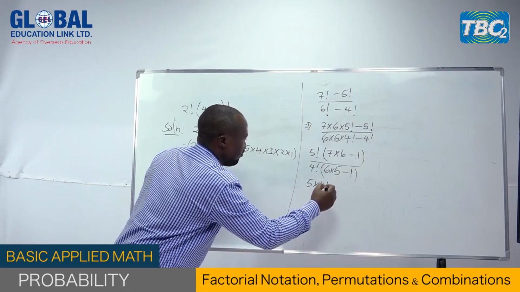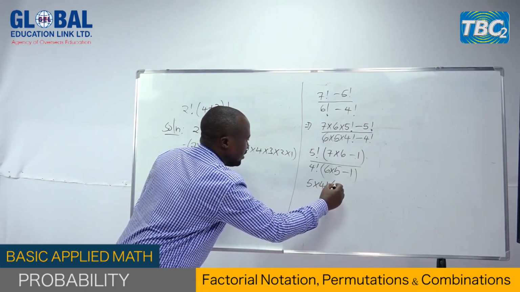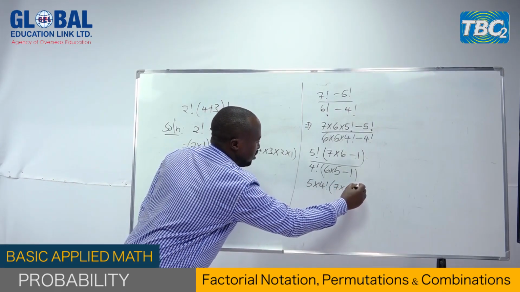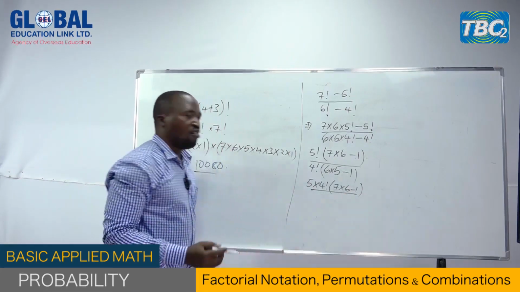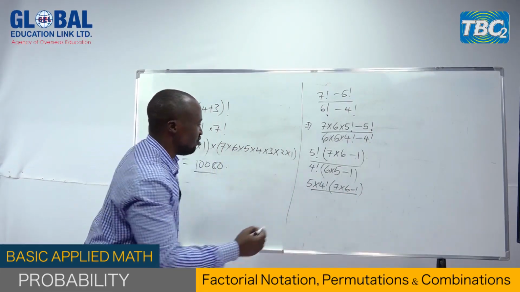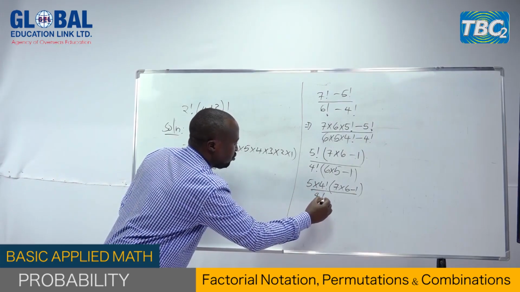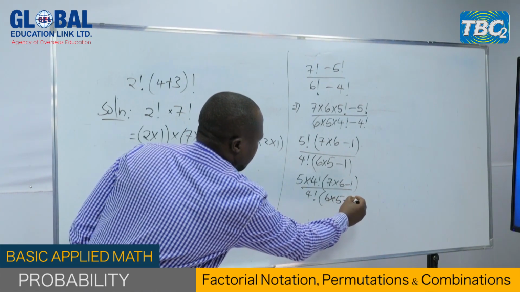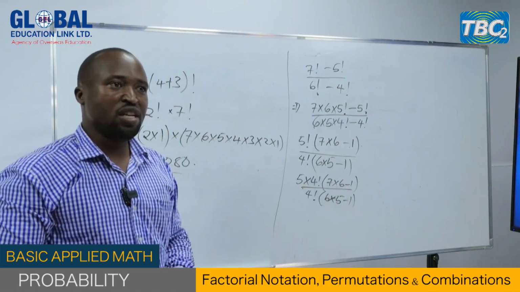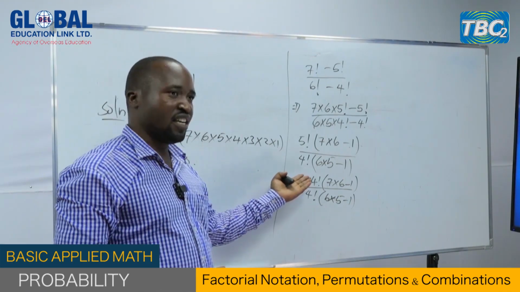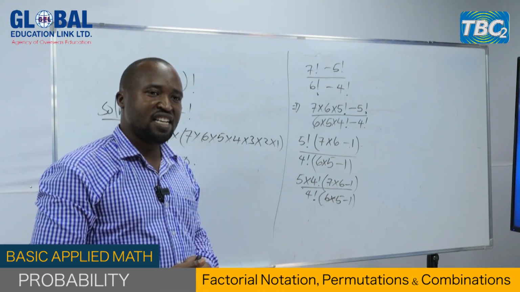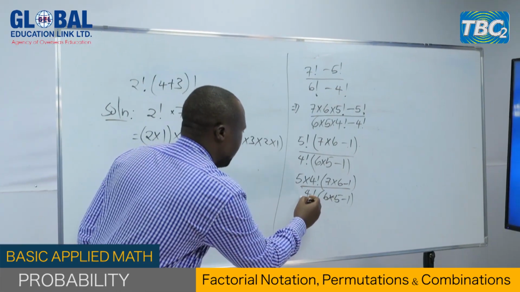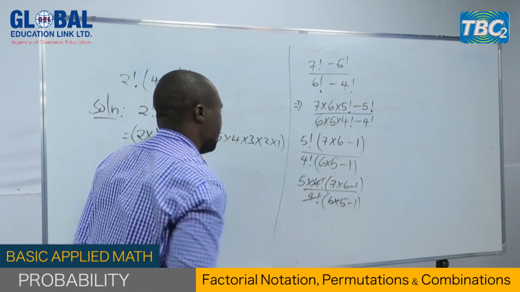So now here we have 5 times 4 factorial, bracket, we have 7 times 6 minus 1, bracket, over. For the denominator side, we are going to remain with the 4 factorial, bracket 6 times 5 minus 1, bracket. Now you're in a position to simplify, because in the numerator side, we have 4 factorial, but again, in the denominator side, we have 4 factorial.